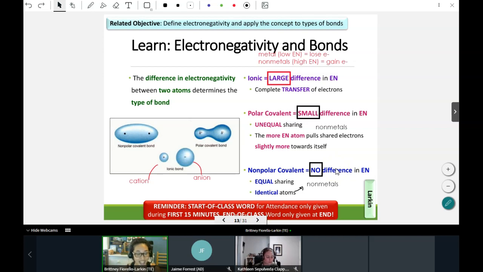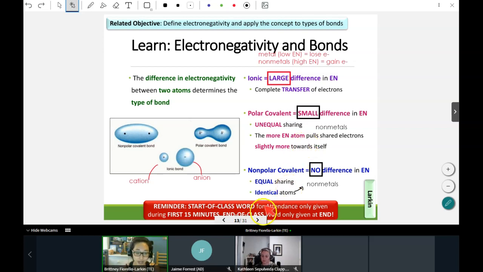Think about again me and my daughter trying to share ice cream. We don't do it well, right? So we are sharing, we're just not sharing well. So one of the atoms is slightly more electronegative than the other, so it's going to pull the electrons a little bit closer to itself.